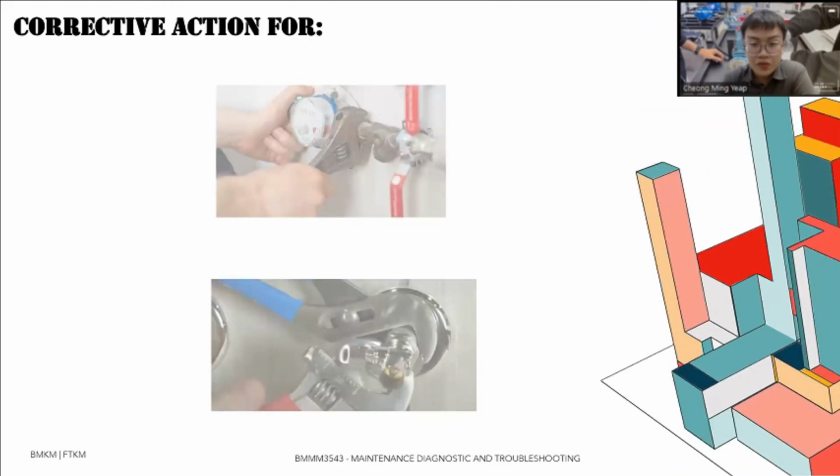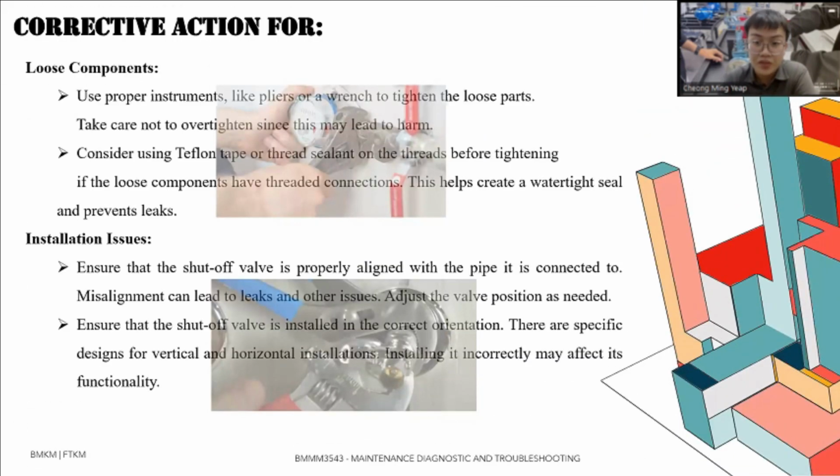Now let's get into the topic. The first possible root cause for the shut-off valve is loose components. The corrective action for fixing the loose components is to use proper instruments like pliers or a wrench to tighten the loose parts. During the tightening, also remember to take care not to over-tighten, since this may lead to harm. Hence, consider using Teflon tape or thread sealant on the threads before tightening if the loose components have threaded connections. This helps create a watertight seal and prevent leaks, which will more effectively prevent the problem of water leakage.